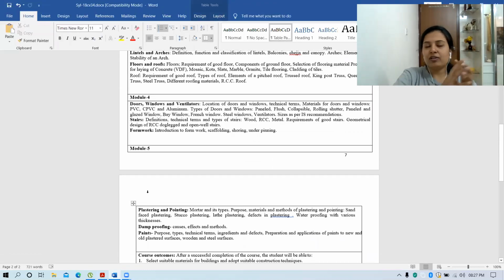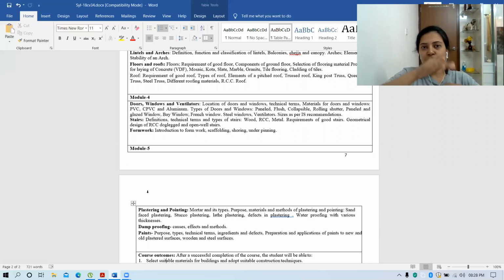And after that, we will be learning about different types of doors, windows, and ventilators in module 4. Not only that, we are going to learn how to design the staircase. There are different types of staircase. You might have seen the different types of stairs, but you don't know the names. Once you learn this module, you can easily identify what type of staircase you are using at your home or outside, when you go out.